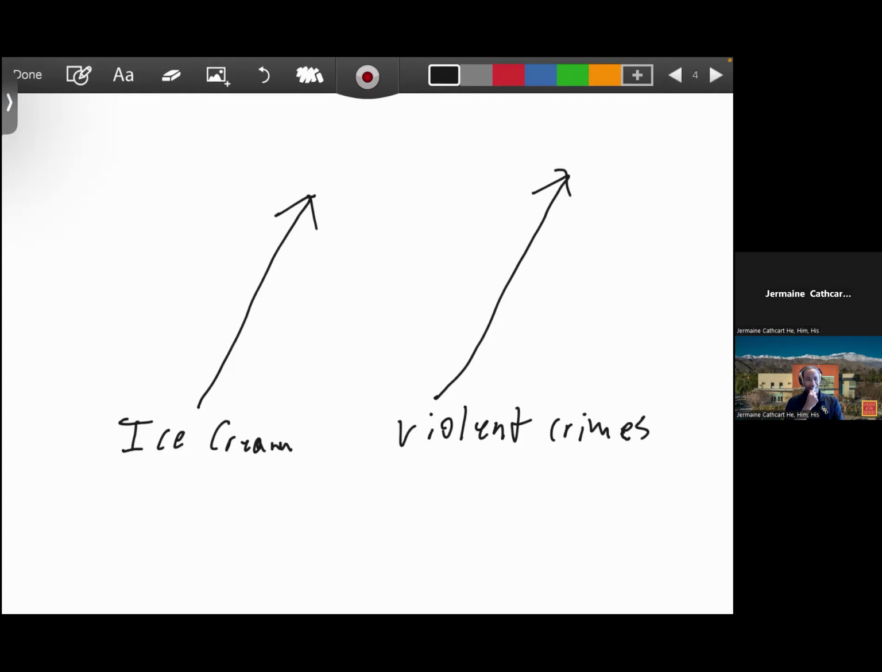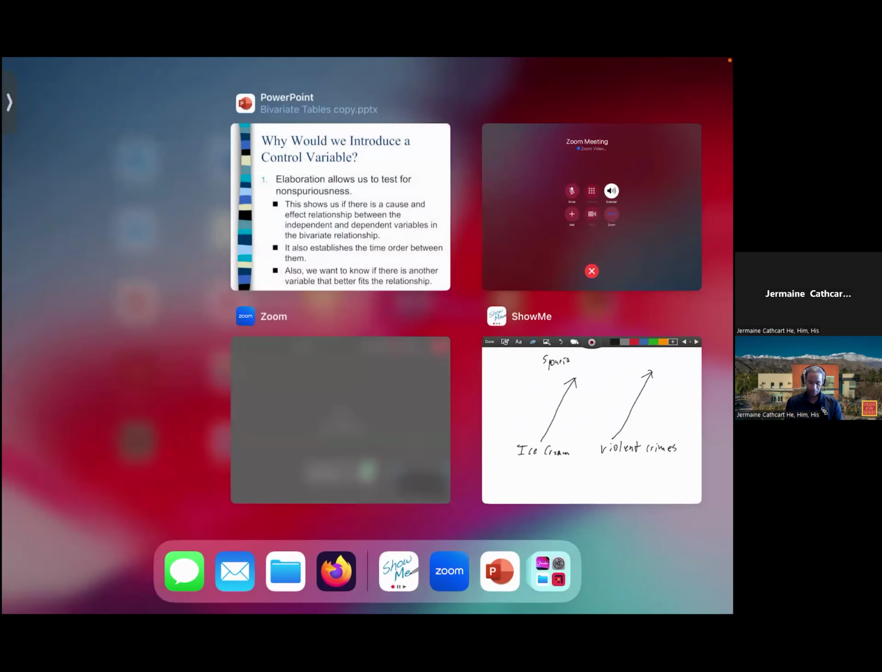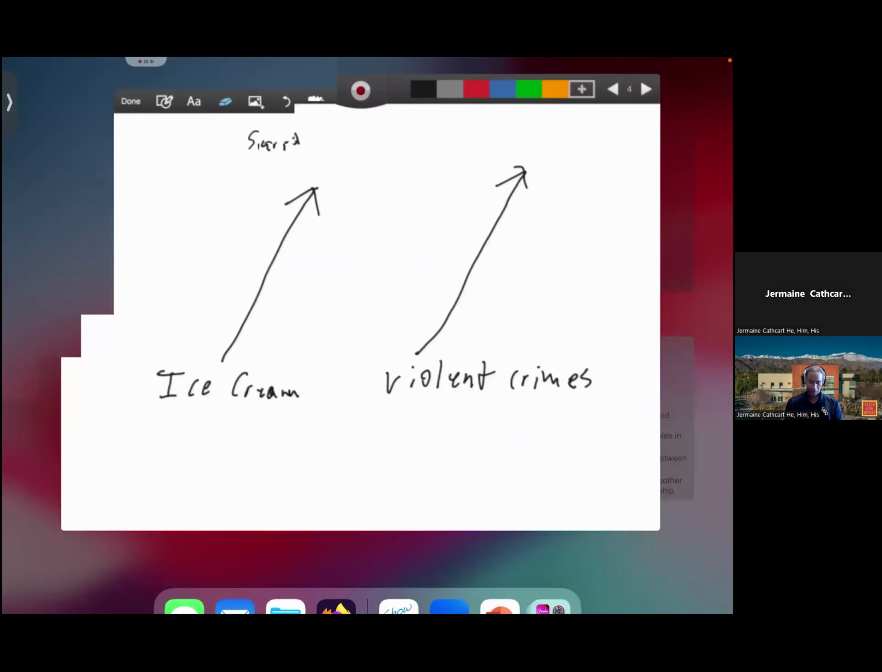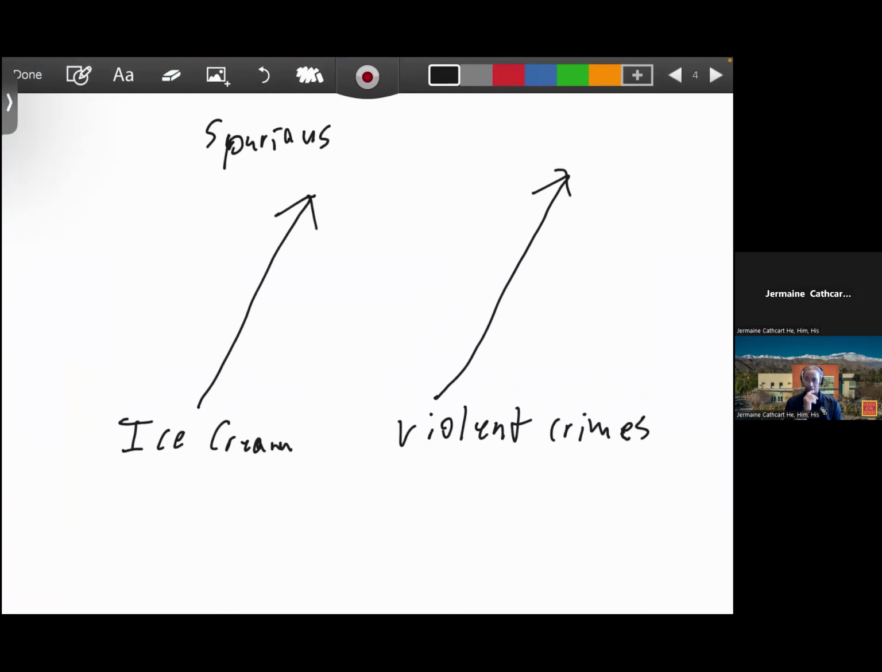Of course not, right? This is a real relationship that we see, but it's what we refer to as spurious. Spurious. I think there might be a U there. Check that. Yeah, there is a U. Spurious relationship. That is, the two are correlated, but it's not causal, right? Ice cream does not cause an increase in violent crimes, right?